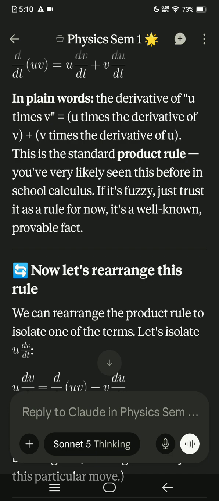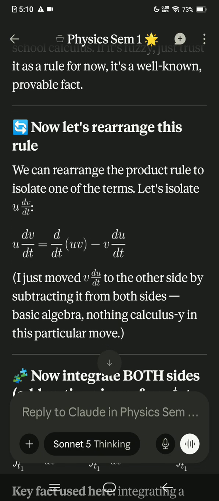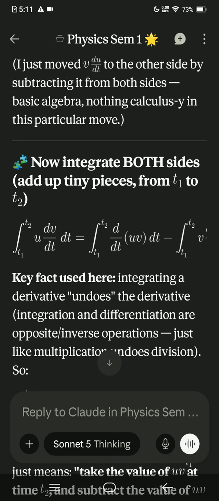Okay, now let's rearrange this rule. We can rearrange the product rule to isolate one of the terms. Let's isolate u dv by dt. Then it becomes d by dt of uv minus v du by dt. I just moved v du by dt to the other side by subtracting it from both sides. Basic algebra, nothing calculus-y in this particular move. Okay, now integrate both sides.